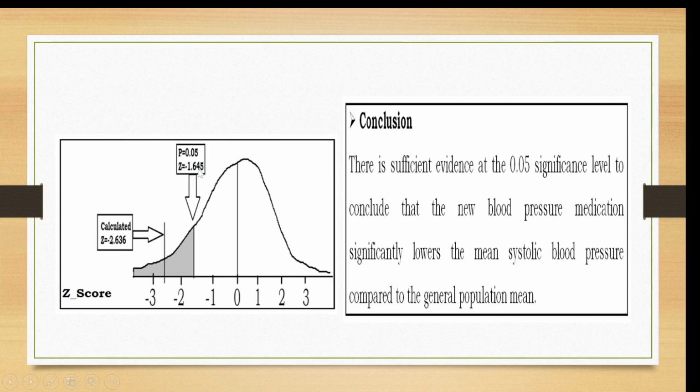Now our critical Z-score is minus 1.645, which is the critical Z-score for the alpha level of 0.05. This one is greater than the calculated Z-score because our calculated Z-score is falling within the rejection zone. For this reason, we have sufficient evidence at the 0.05 significance level to conclude that the new blood pressure medication significantly lowers the mean systolic blood pressure compared to the general population.